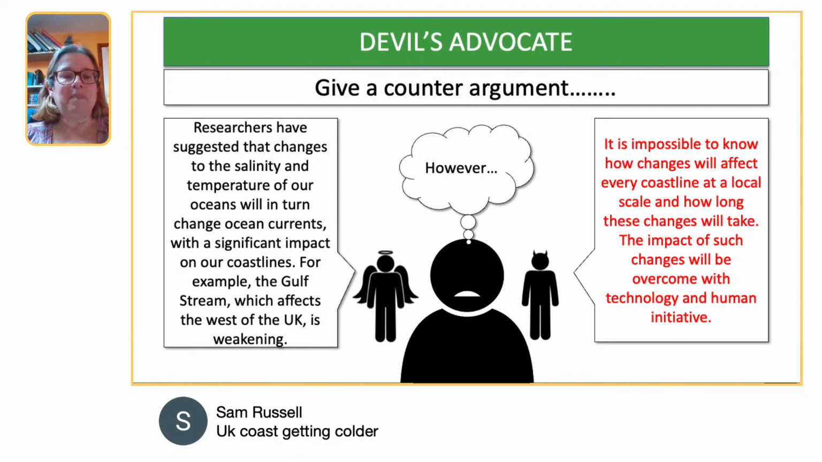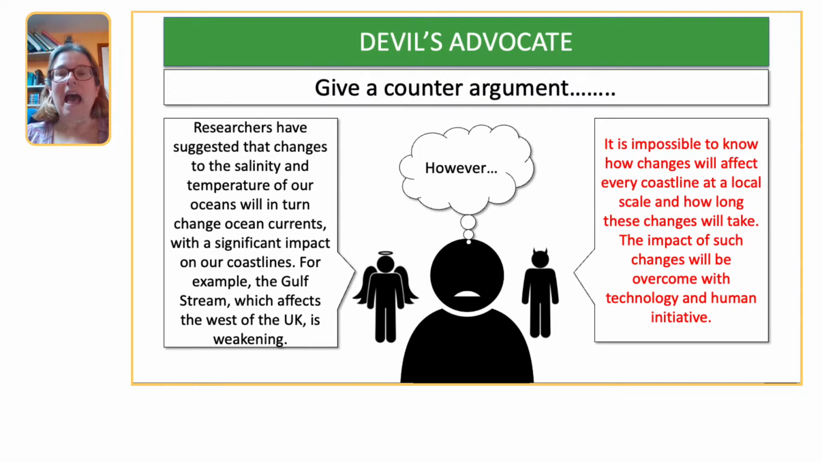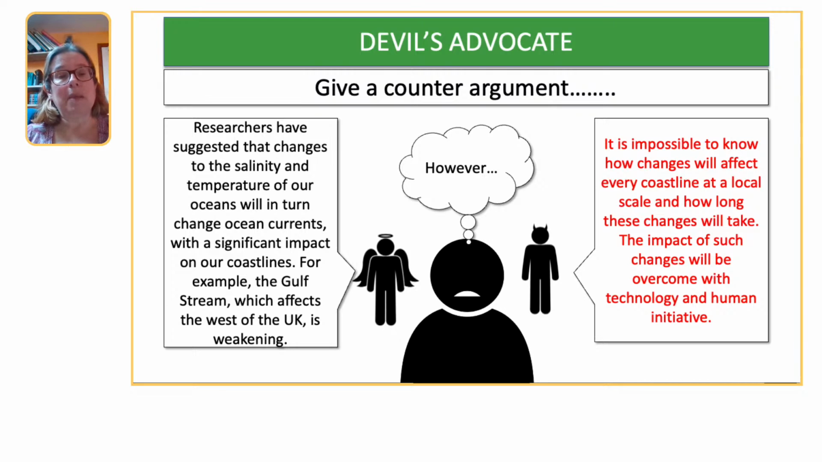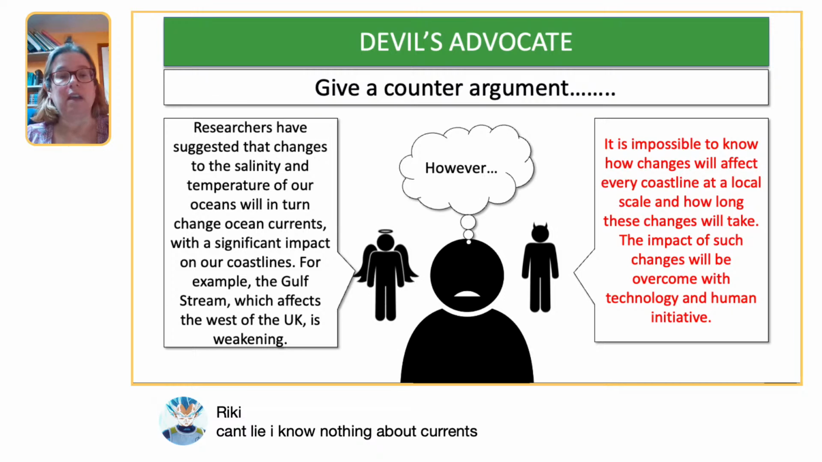Right. So the thing is that when we're thinking about the changes in the ocean currents, we cannot predict the timescales over which this is going to happen. We cannot say for the different coastlines at local scales exactly what is going to happen where. And also, there are some people arguing that, actually, we have got these changes happening, but people can overcome the problems that have been caused with technology and human initiative. Ricky's saying there about not knowing about ocean currents.